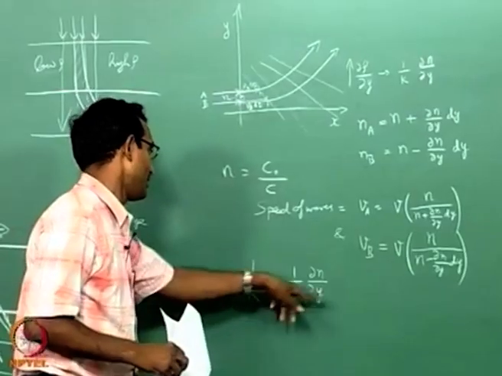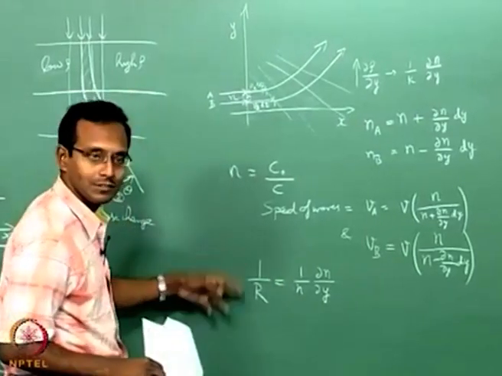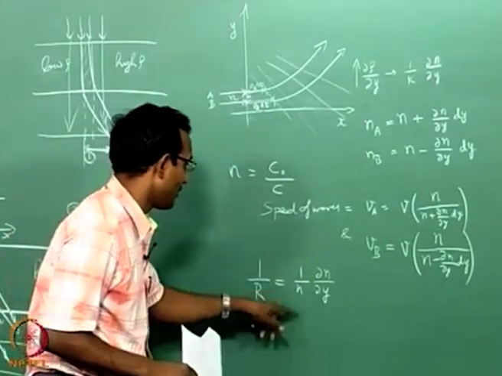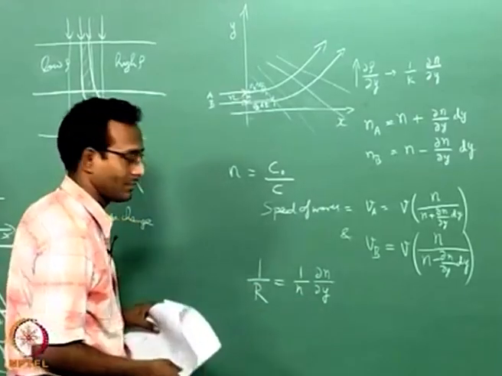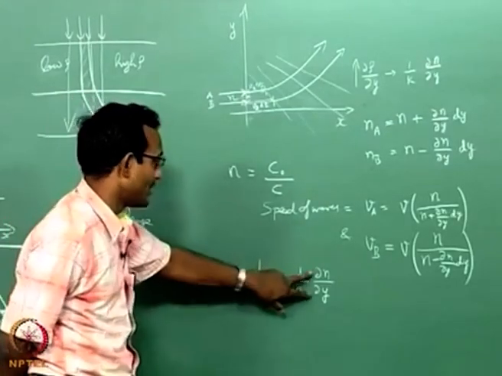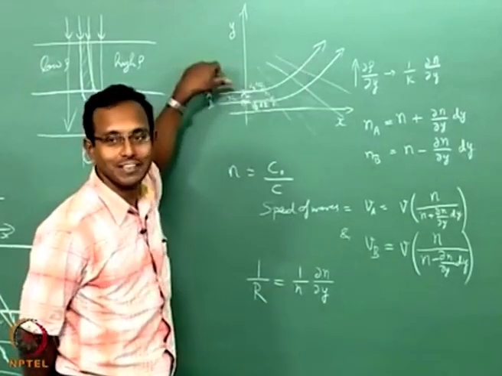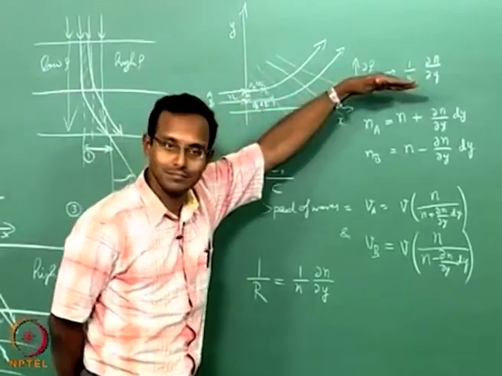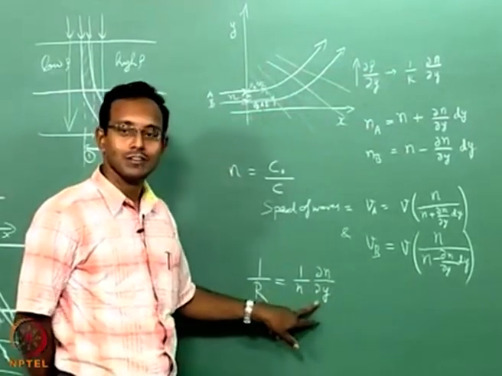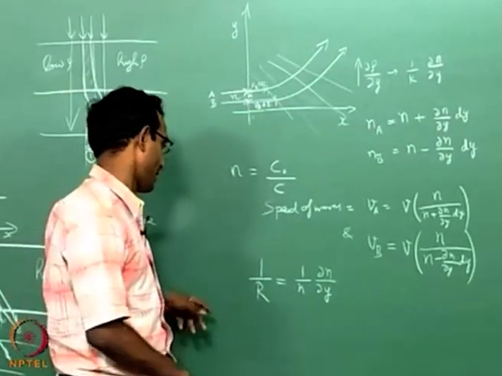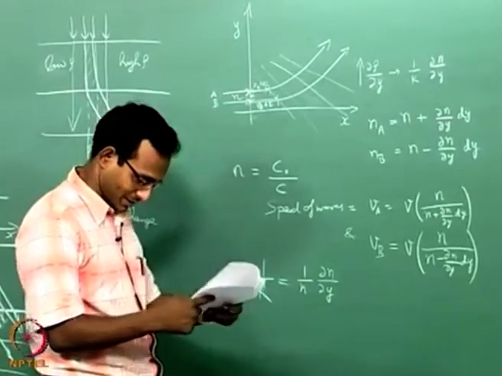But it can be shown that the curvature 1 by r is given by 1 by n dou n by dou y. If dou n by dou y is 0, r goes to infinity, which means this circle has infinite radius, which is equivalent to saying it is just going straight. That is what you finally have.